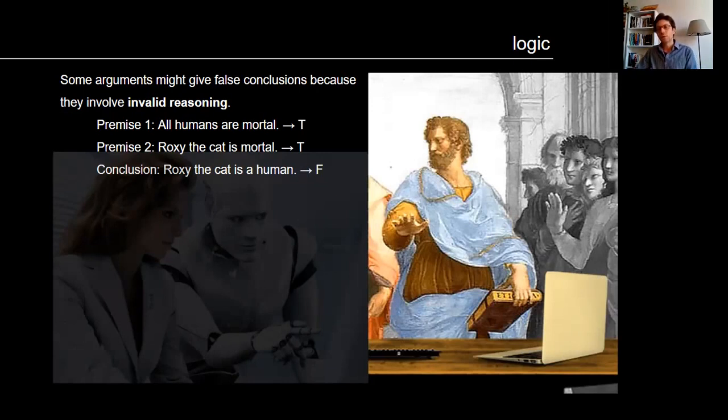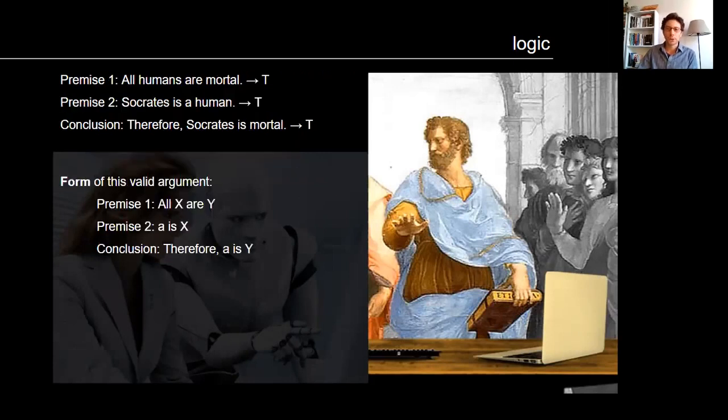Whether an argument is valid or not depends on its form. Here comes another technical term: form. There are rules of logic that we use to find out whether the form of an argument is valid or not. We cannot cover all these rules in this class, but I will give you just one such example.